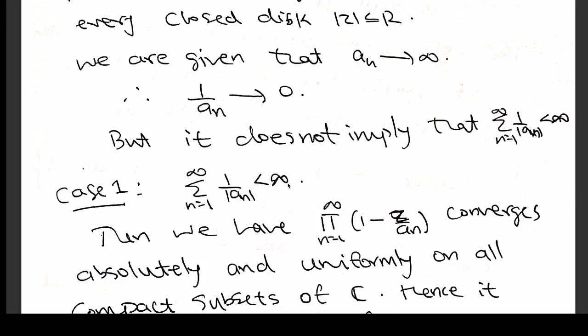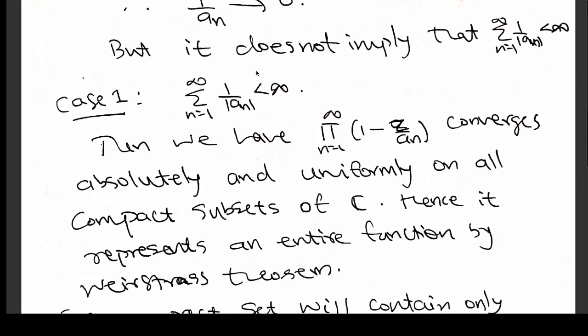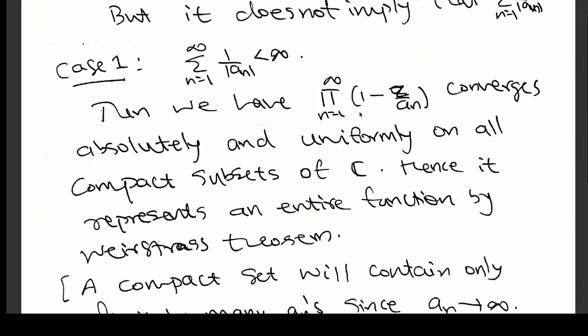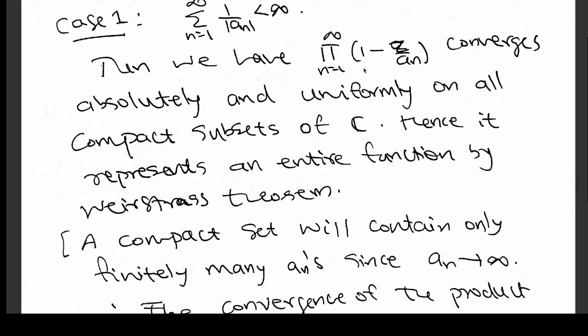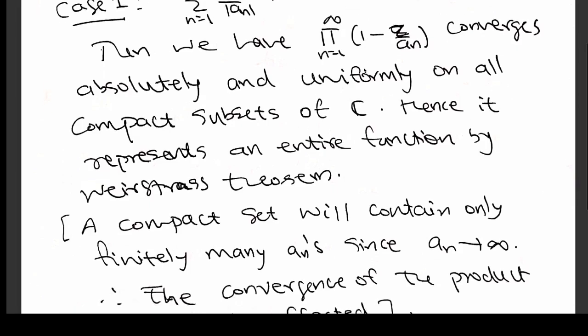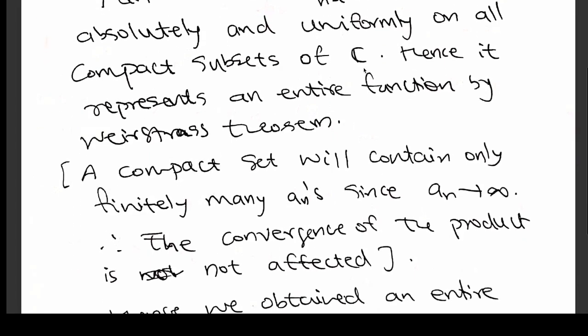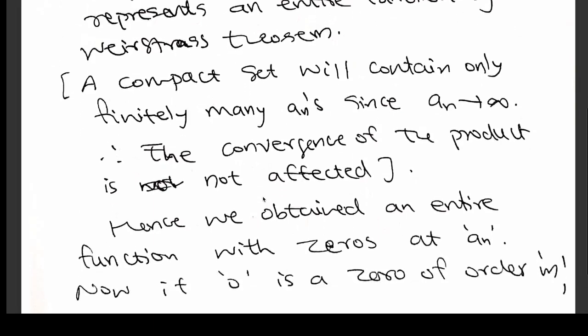So you have two cases. The first case is that you assume that this series is convergent. In that case, it is easy, because this product will then converge absolutely and uniformly on all compact sets. Hence, this will represent an entire function. So you get an entire function with zeros exactly at the a_n. So this is a simple thing.